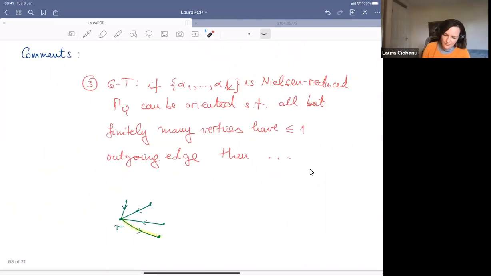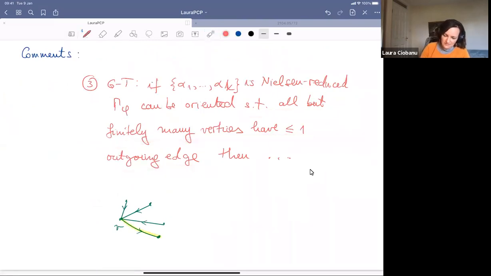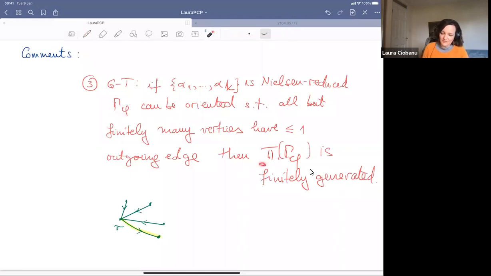And what Goldstein and Turner prove is that if your subgroup H is given by a Nielsen reduced basis, then you can orient this graph such that all but finitely many vertices have less than one outgoing edge. If that can be done, then the fundamental group of the graph is finitely generated. I think I mashed two things into one. Actually, they showed two propositions. One is that if you can orient a graph like that, then the fundamental group is finitely generated. And two, if you start with a Nielsen reduced basis, you can orient it. That's a very nice combinatorial trick. And as I said, two pages. It's sort of overriding all the lots of papers before that on finite generation.